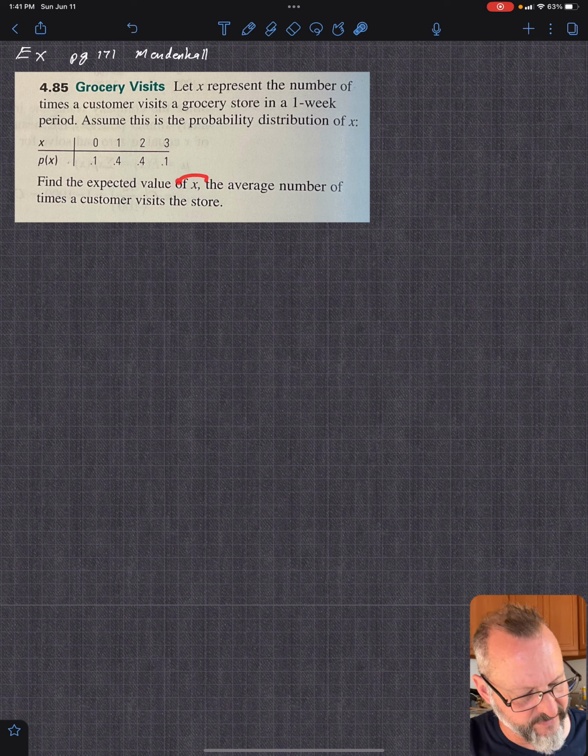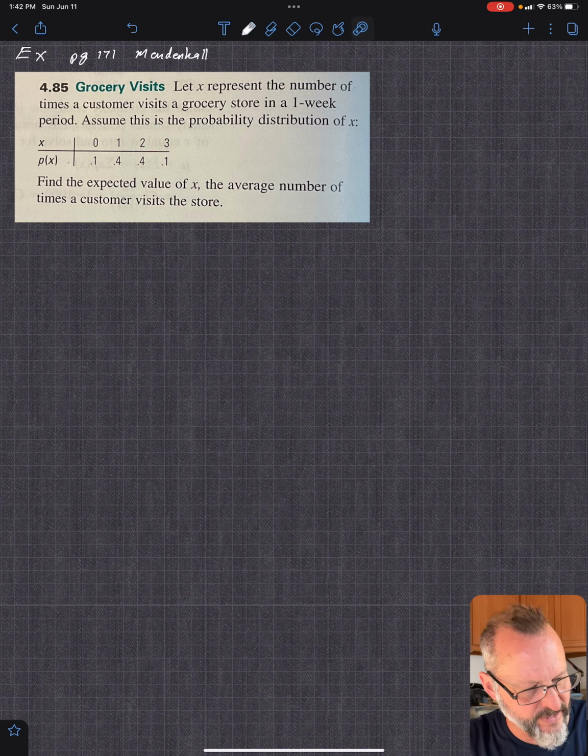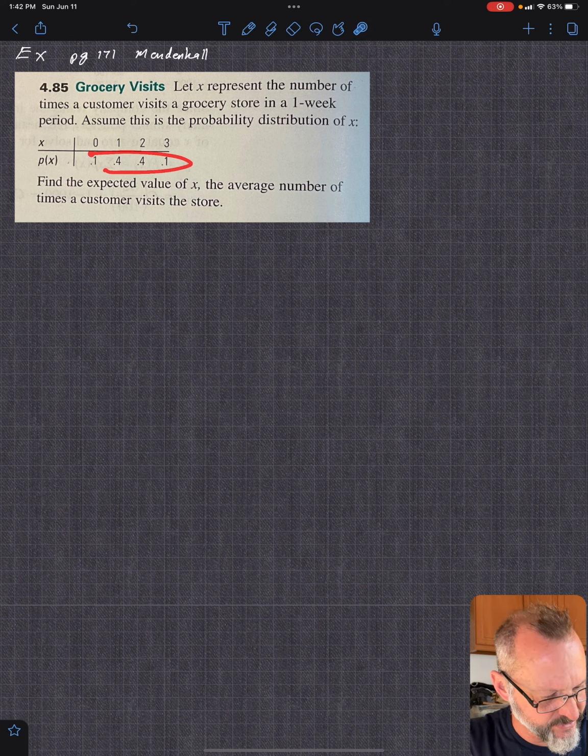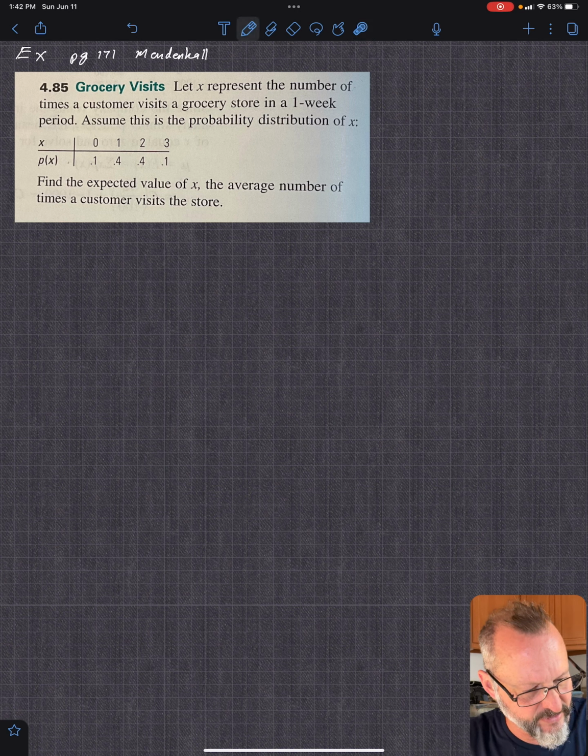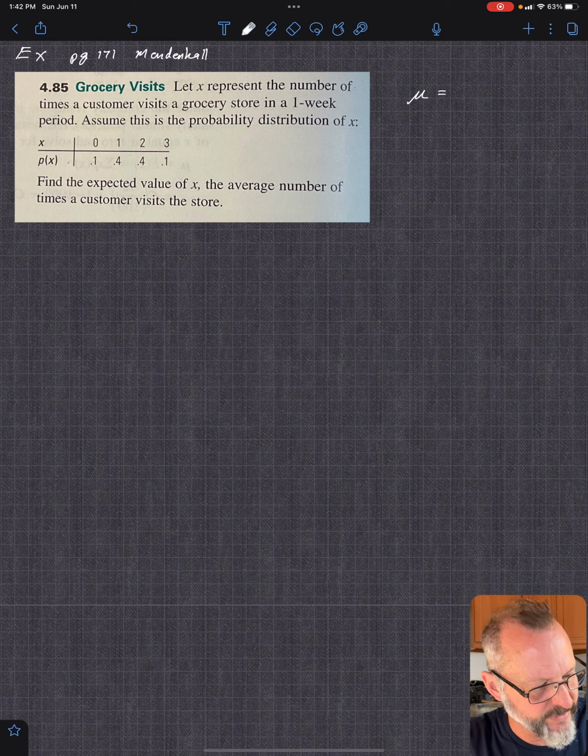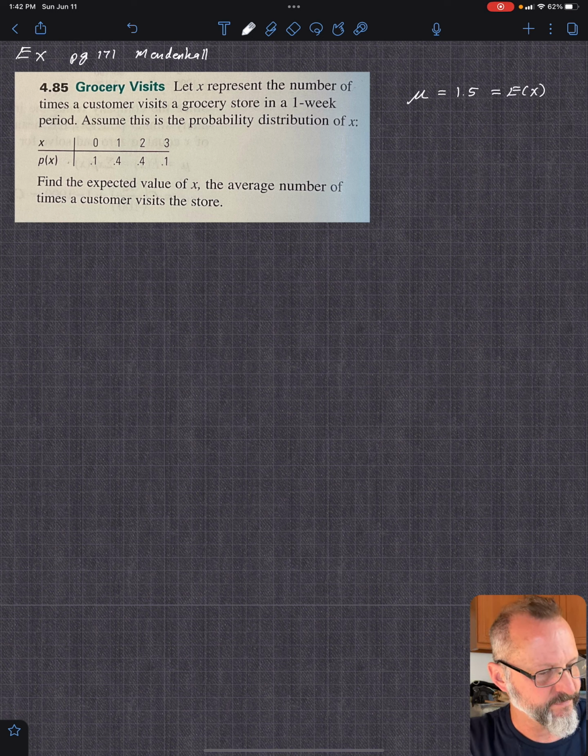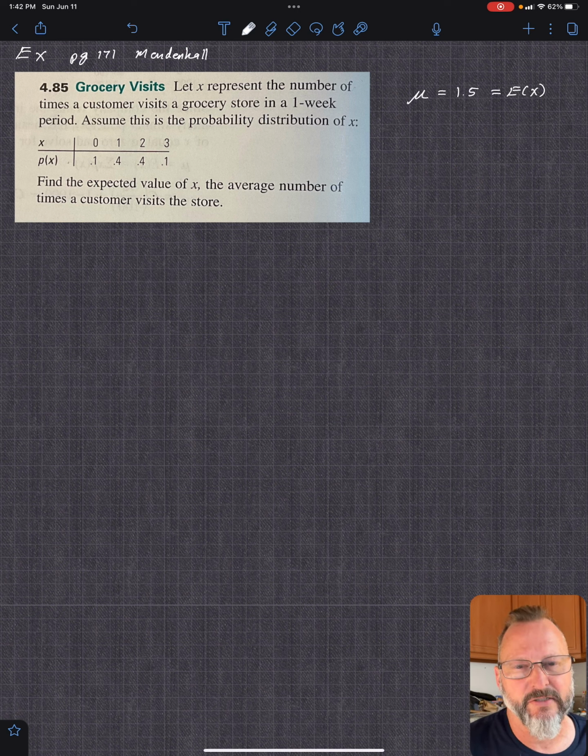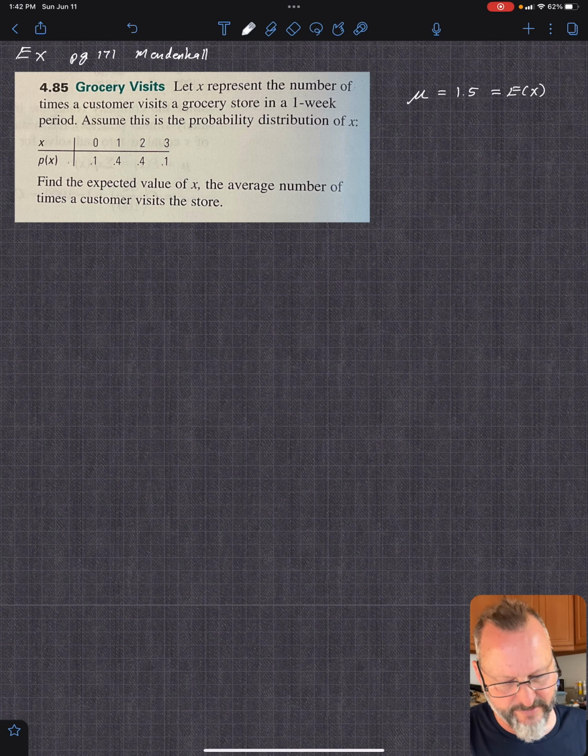Find the expected value of x. So we already know the answer to this. Because this distribution is symmetric, then it has to be 1.5. We know mu must be 1.5. That is the expected value of x. All right, so let's see if that's what we get. So it's like you're verifying it.